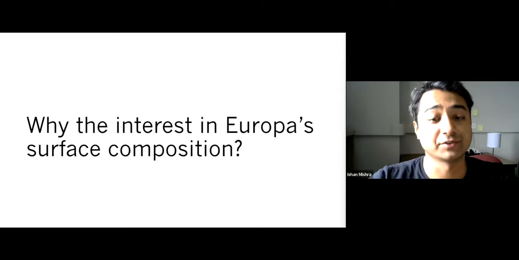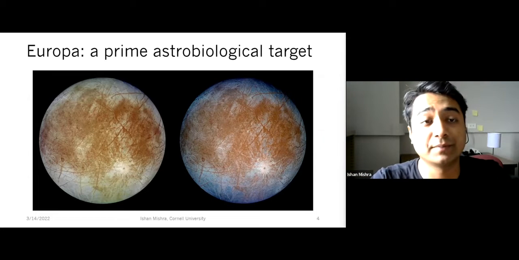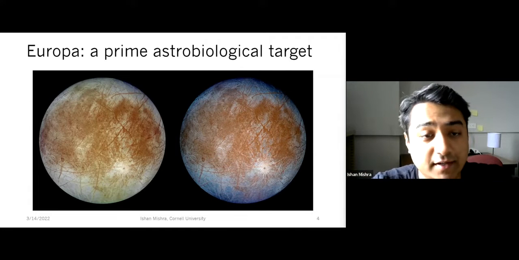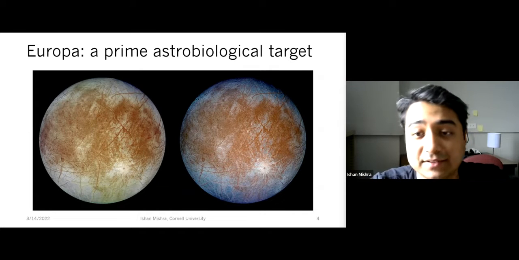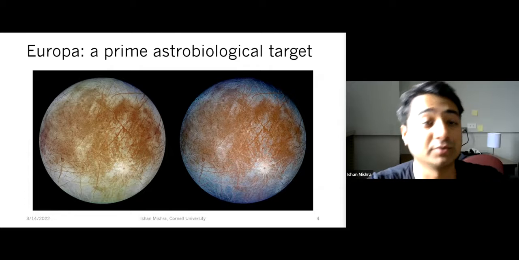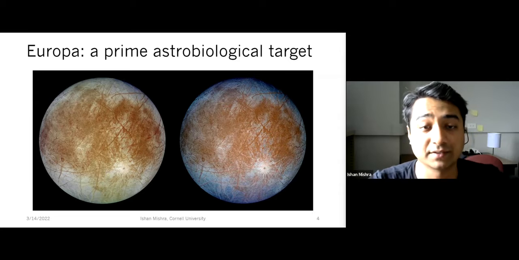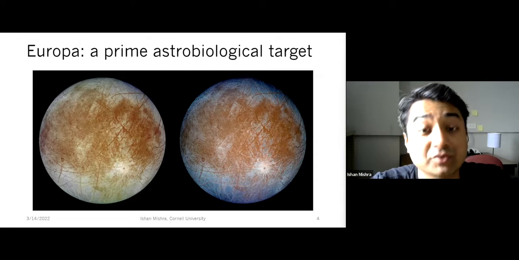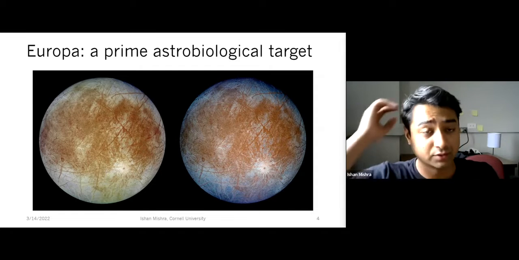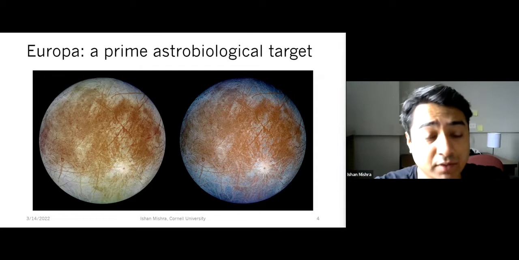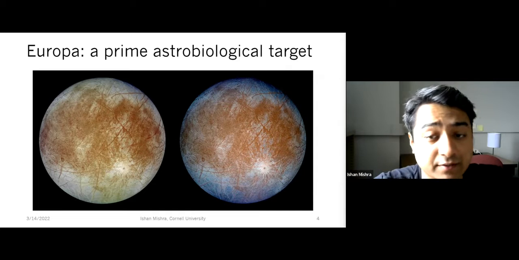So why the interest in Europa's surface composition? Well, I'm sure you all might know, Europa is a prime astrobiological target. It has a subsurface ocean of around 100 kilometers beneath a tens of kilometers thick ice shell. And we believe that the ocean is salty, probably in contact with a rocky floor. And so it makes it a prime potential biosphere. And its surface is also pretty young, because of the lack of craters and young geological features. And so we know that there is active exchange of materials between the surface and the ocean.